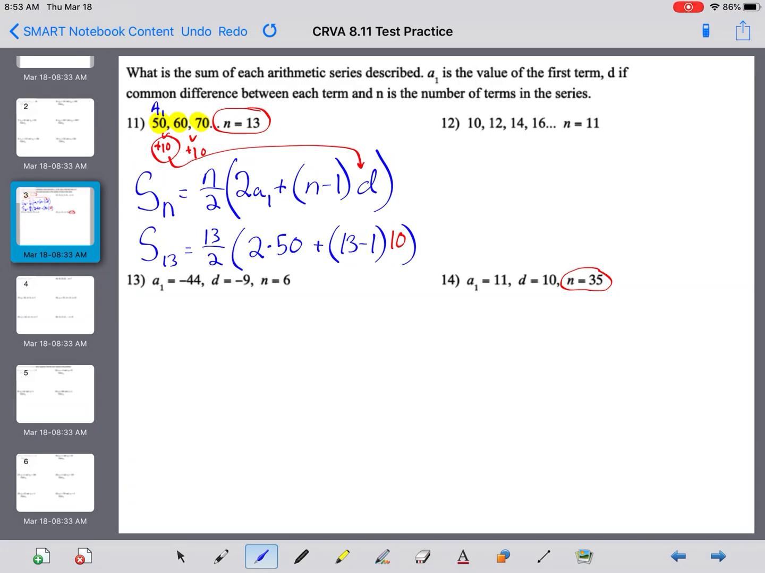So you just take your calculator and you punch this in. The parentheses are really important. And so you should be getting 1,430 on this one.